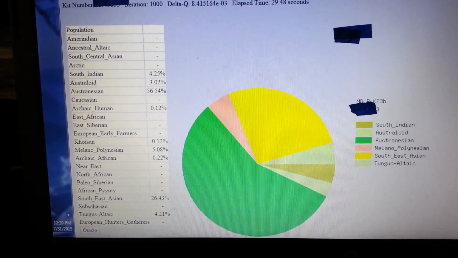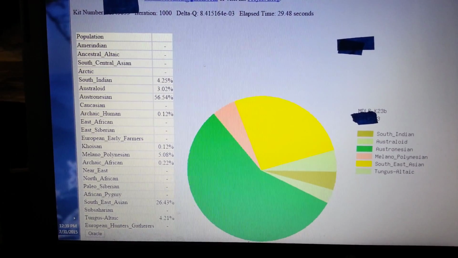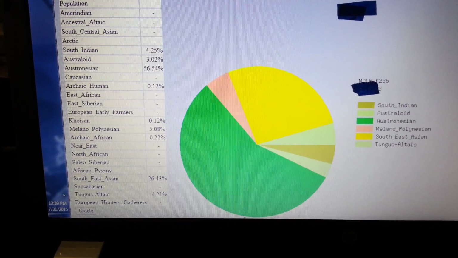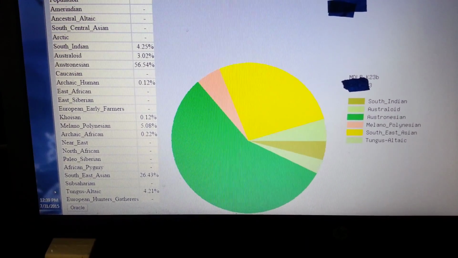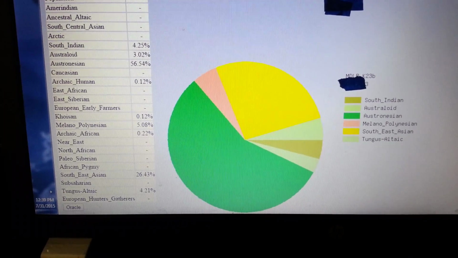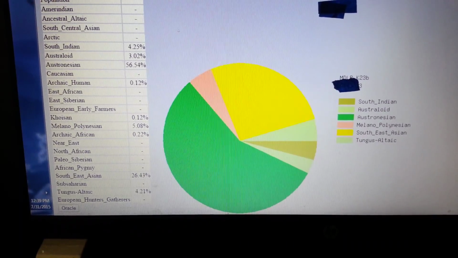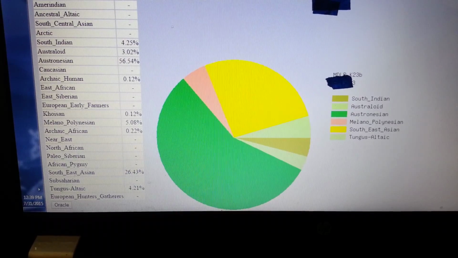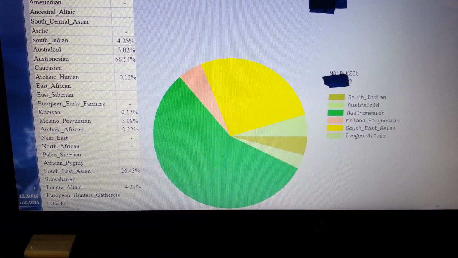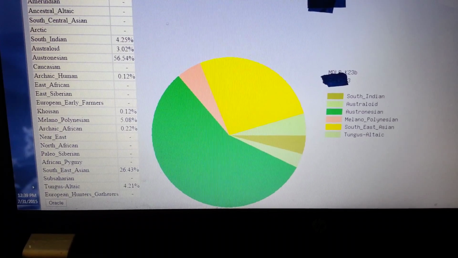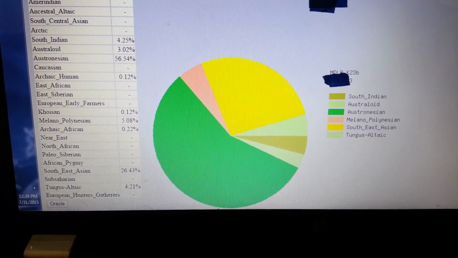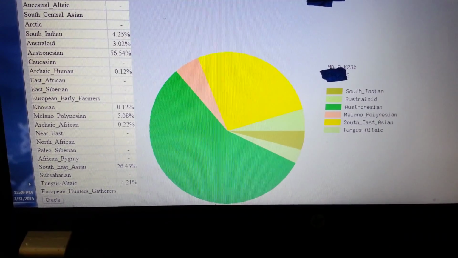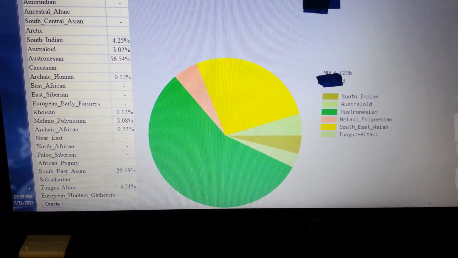Alright, so this one is the MDLP K23 admixture proportion. So South Indian 4.25, Australoid 3.02. I believe Australoid is the Polynesian Oceanian part. Austronesian 56.54, Archaic Human 0.12, Koishin 0.12. Melano Polynesian, again, is similar to the Australoid. Archaic African, Southeast Asian, and Tungus Altaic. So this one was for the MDLP K23.